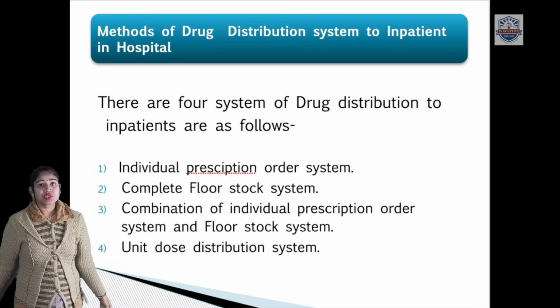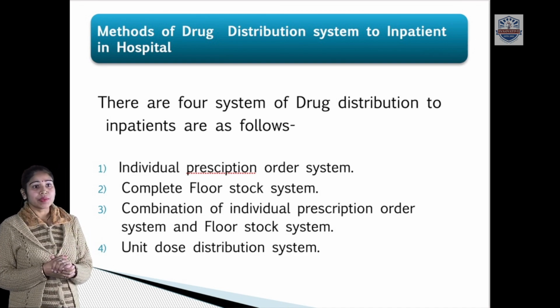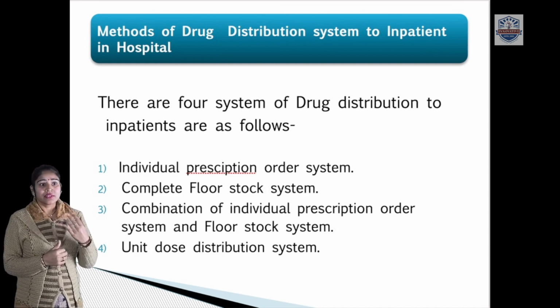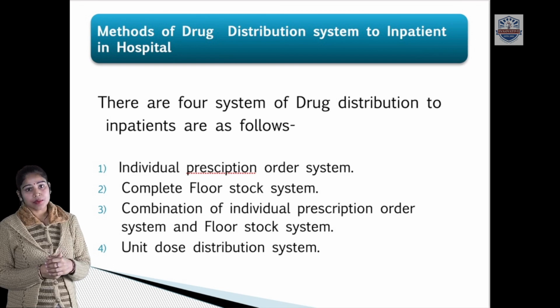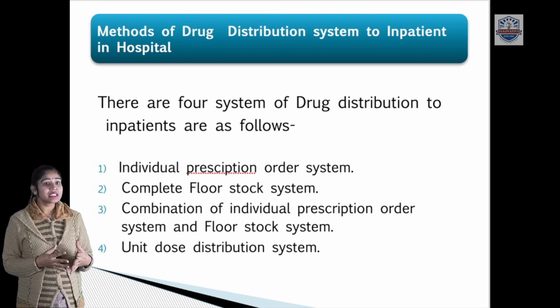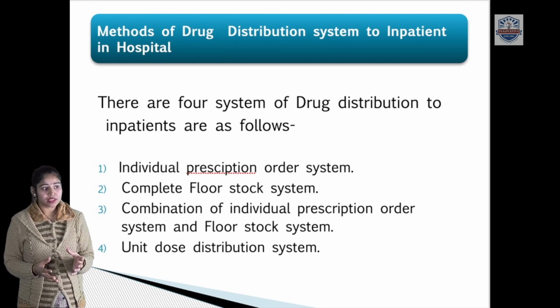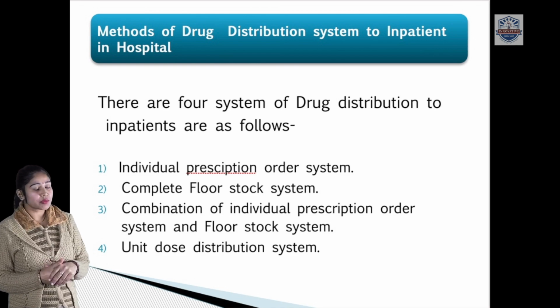Methods of drug distribution to inpatients in hospital. There are four methods for drug distribution to inpatients, as follows. First one is individual prescription order system. Second one, complete floor stock system. And third one is the combination of individual prescription order system and floor stock system. The fourth one is unit dose distribution system.